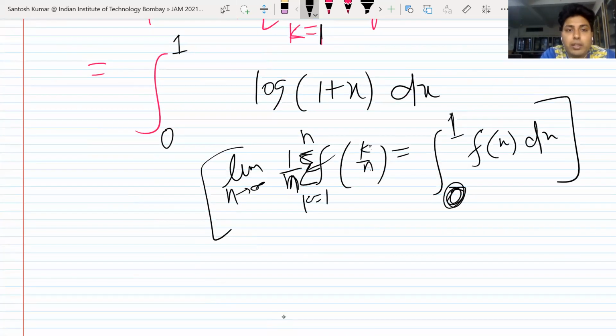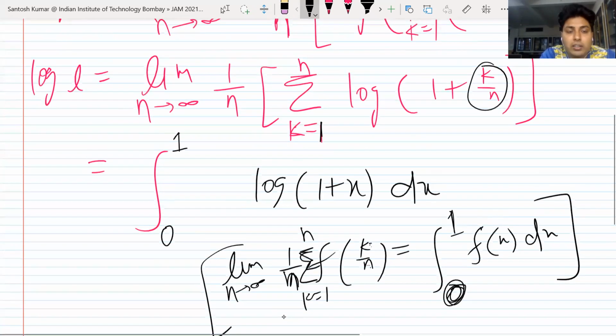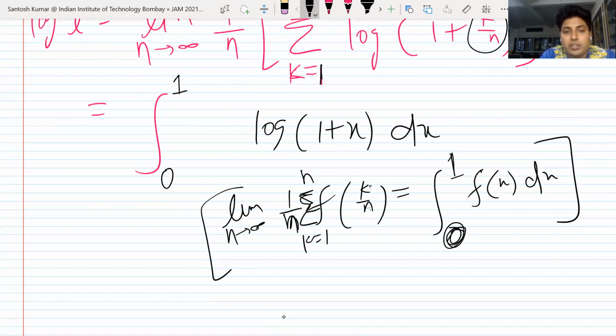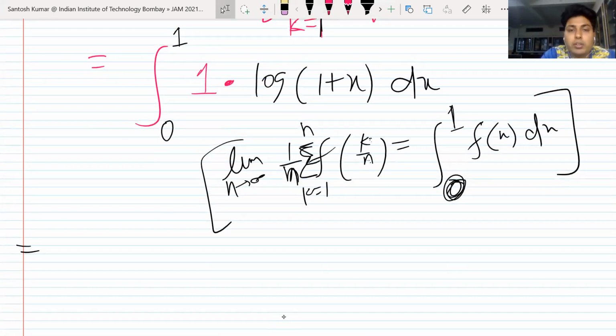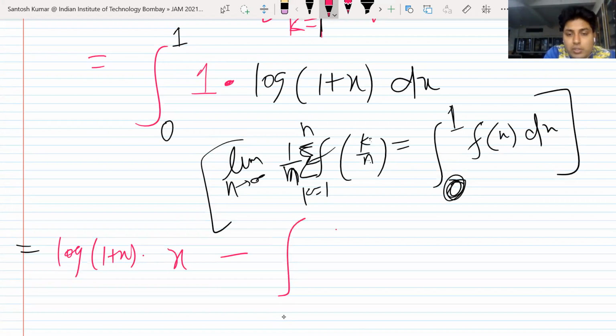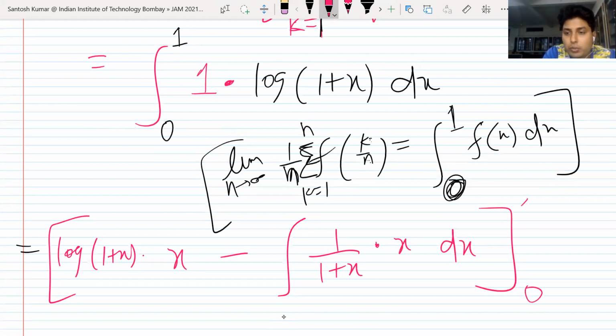So now I have the integral from 0 to 1 of log(1 + x) dx. How can we integrate this? To integrate this function, we can use the product rule, I mean integration by parts. So log(1 + x) outside, the integral of 1 is x, minus the differentiation of log(1 + x), which is 1 upon 1 + x, times the integral of 1, which is x, dx. And the limit is from 0 to 1. I applied the by-parts rule, u into v: u as it is, the integration of v, minus the differentiation of u, times the integration of v.